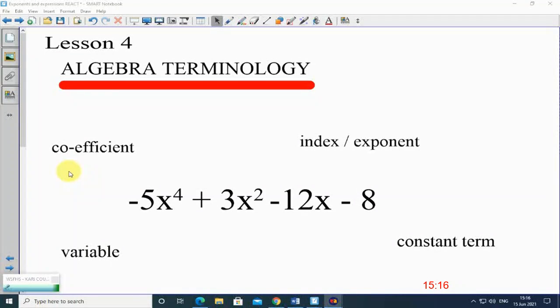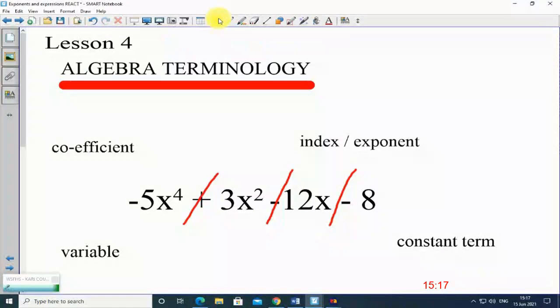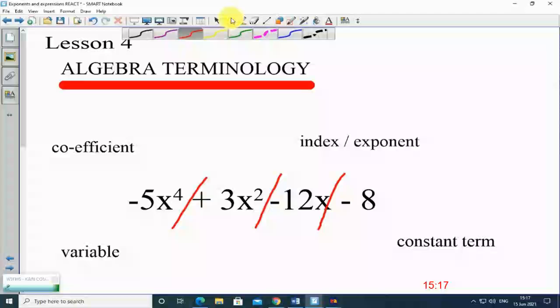Oh, but what is a term? Okay. A term is, in an algebraic expression, as soon as you see a plus between two things, that identifies a change from one term to another, or a minus. Okay, so let's separate the terms. If we separate the terms, then there's one term, 5x to the 4. There's the next term, 3x squared. Then our next term is minus 12x, because I'm actually taking the sign with the term. And then our final term is minus 8.